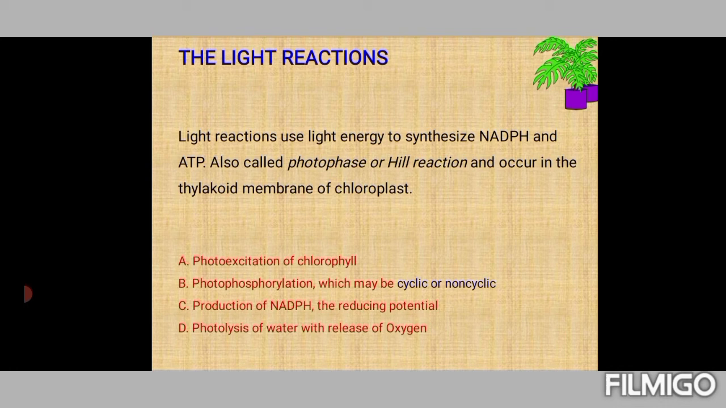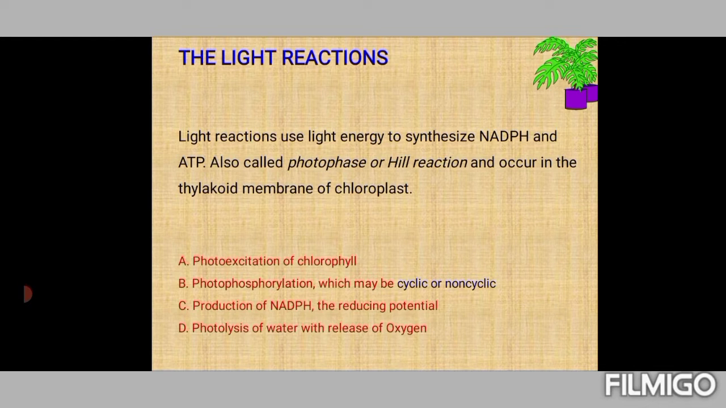This is the light reaction. Light reaction actually involves these four processes: photoexcitation of chlorophyll, photophosphorylation, which may be cyclic or non-cyclic, production of NADPH, the reducing potential, and photolysis of water with release of oxygen. So these are not four different steps. These are the things involved, or the purpose of light reaction is shown here.